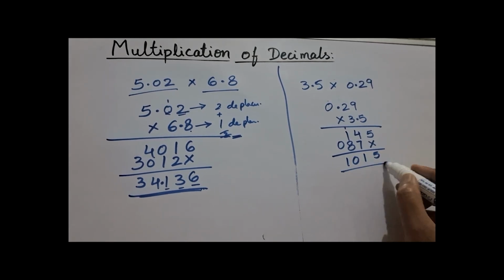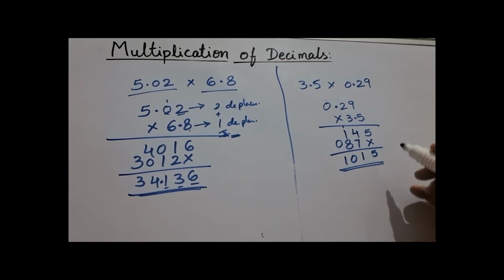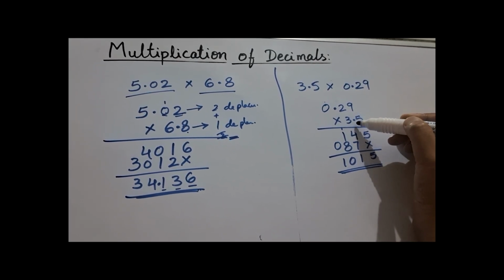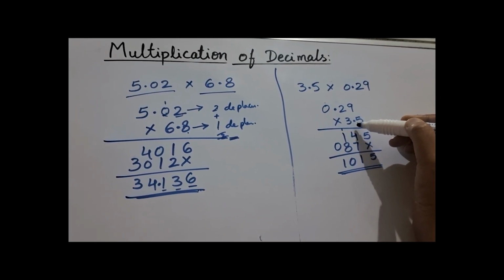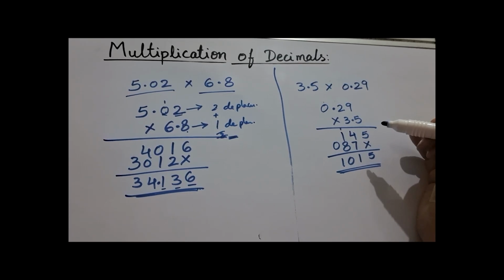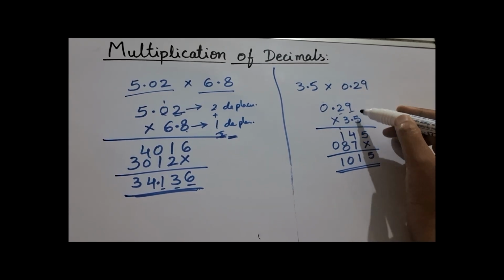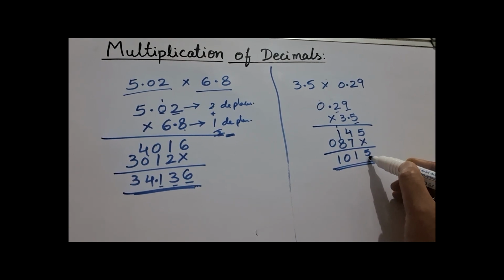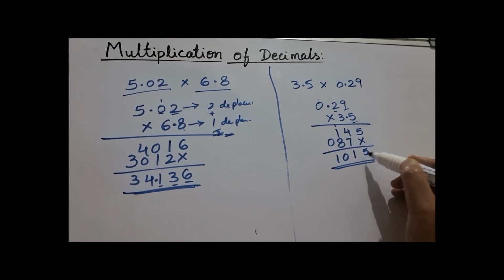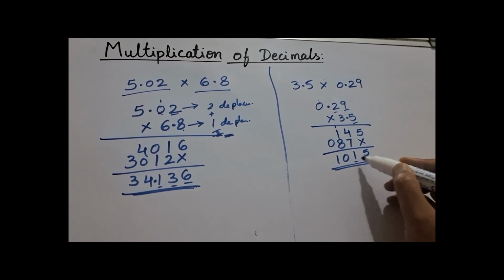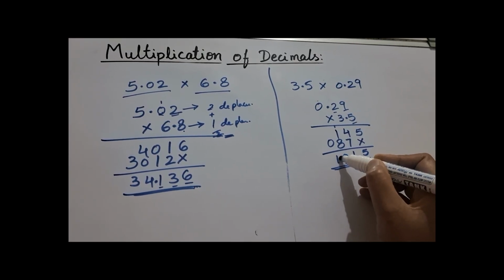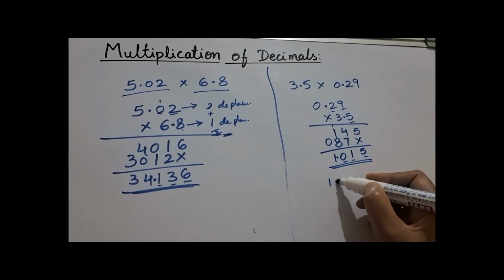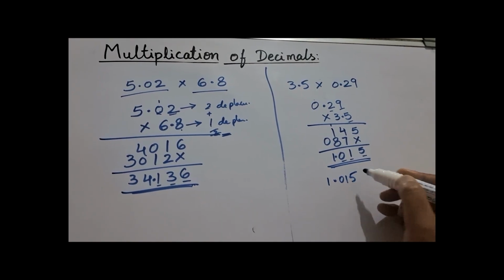Okay. Now, after getting the answer, you have to see in these two decimal numbers which we have multiplied, how many decimal places altogether they have? 1, 2, 3. 3 decimal places. So, here also in the answer you have to leave 3 digits from the right side. 1, 2, 3. And here you have to put the decimal point. Okay, children. So, the answer is what? 1.015. Okay.